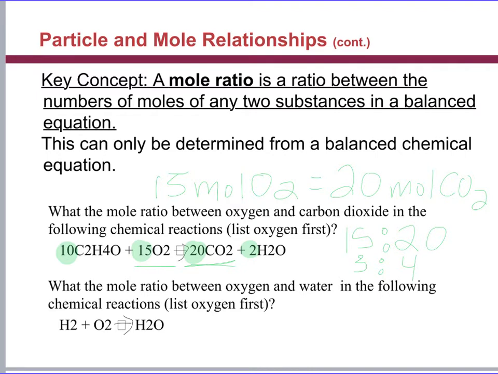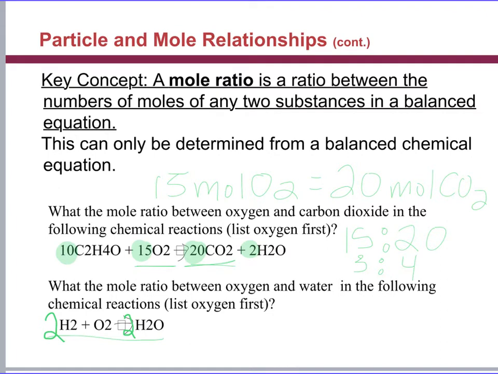Okay, so let's do this last one. It says, what's the mole ratio between oxygen and water in the following reaction? So hydrogen gas plus oxygen gas gives us H2O. And it says list oxygen first. Well, guys, this is kind of a trick question because this reaction is not balanced. We have to balance this, and to balance this, we would need a coefficient of 2 in front of the H2O and a coefficient of 2 in front of hydrogen gas. So now that we have a balanced equation, we can look at this mole ratio.